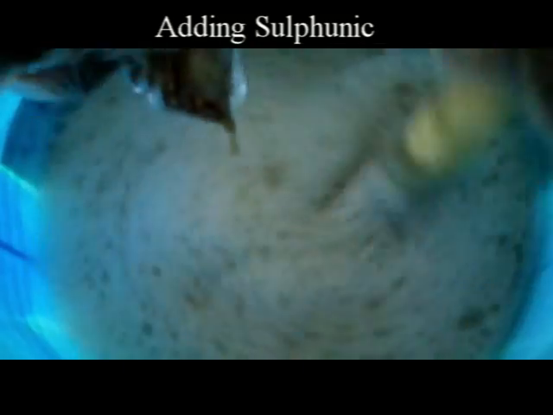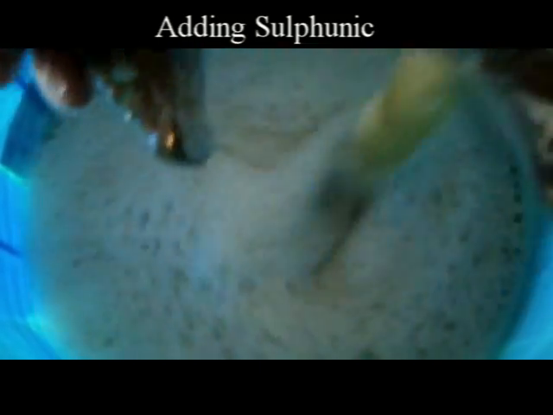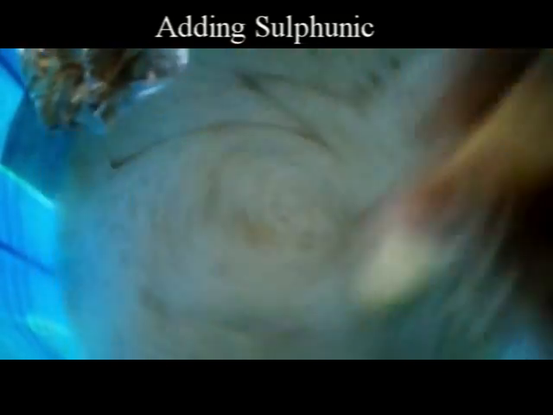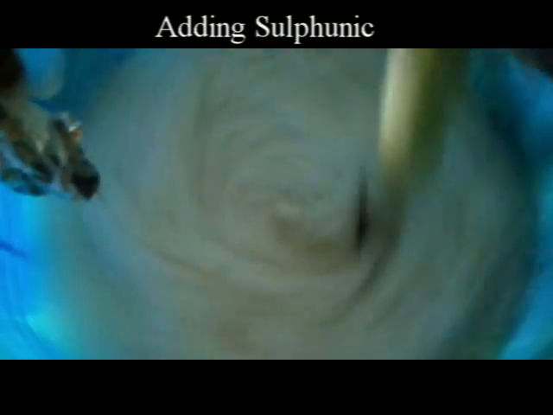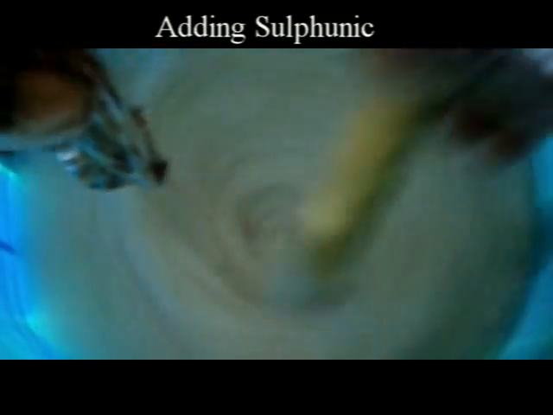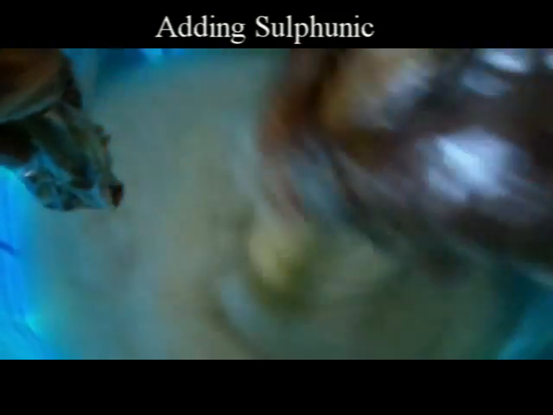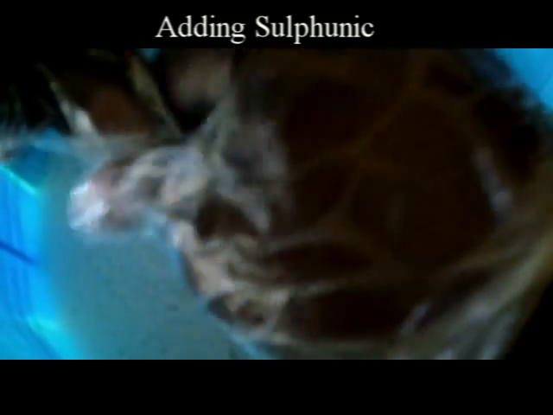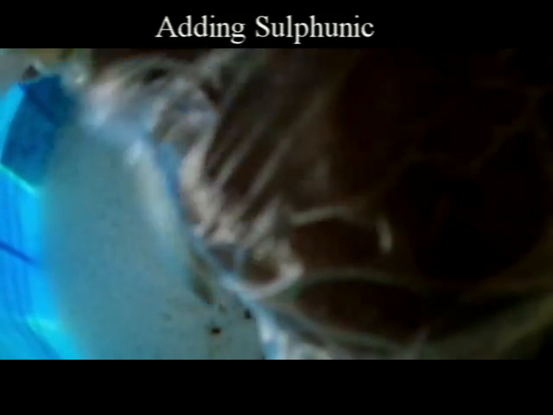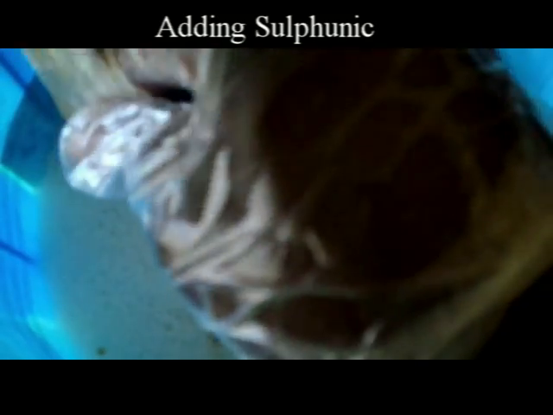Sulfuric acid is transparent and has no odor. Sulfonic is dark and thick, having the same appearance as honey. So never use sulfuric acid in place of sulfonic. They are two different chemicals.